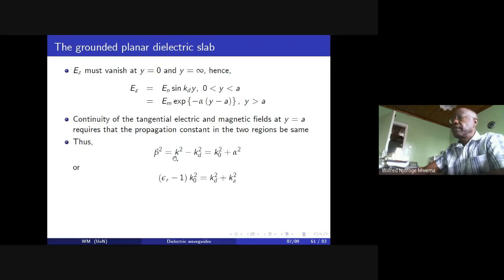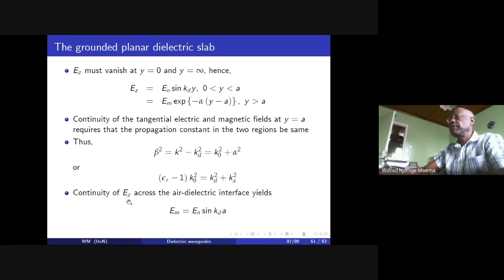And thus, the dispersion equation is given as beta squared equal to k squared minus Kd squared equal to k naught squared plus alpha squared. Or in other words, we can always write that as epsilon r minus 1 multiplied by k naught squared equal to Kd squared plus Ka squared. Remember, Ka and Kd are the k's for the propagating waves.